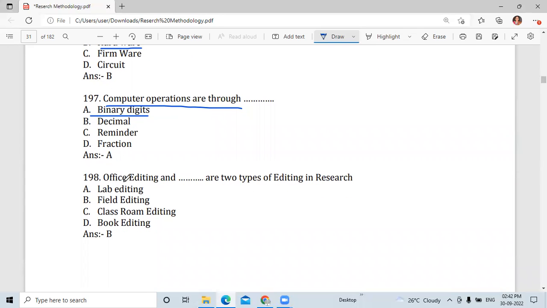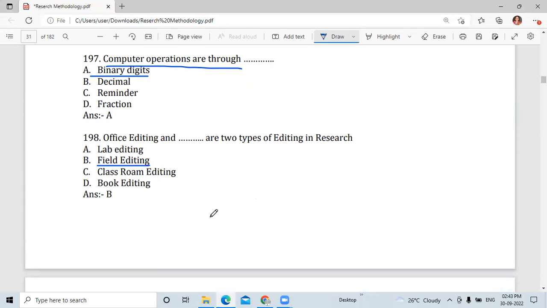Next, office editing and dash are two types of editing in research. So what is it? Office editing and field editing are two types of editing in research. One is office, one is field.